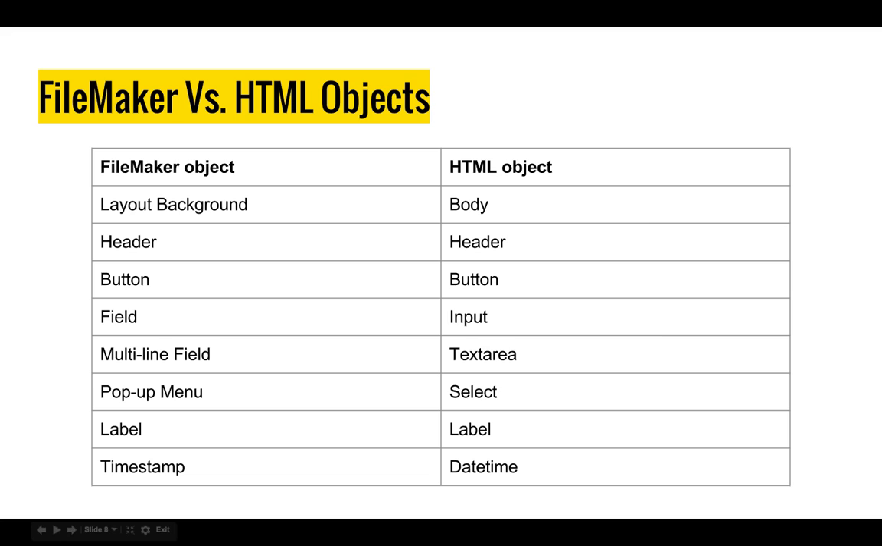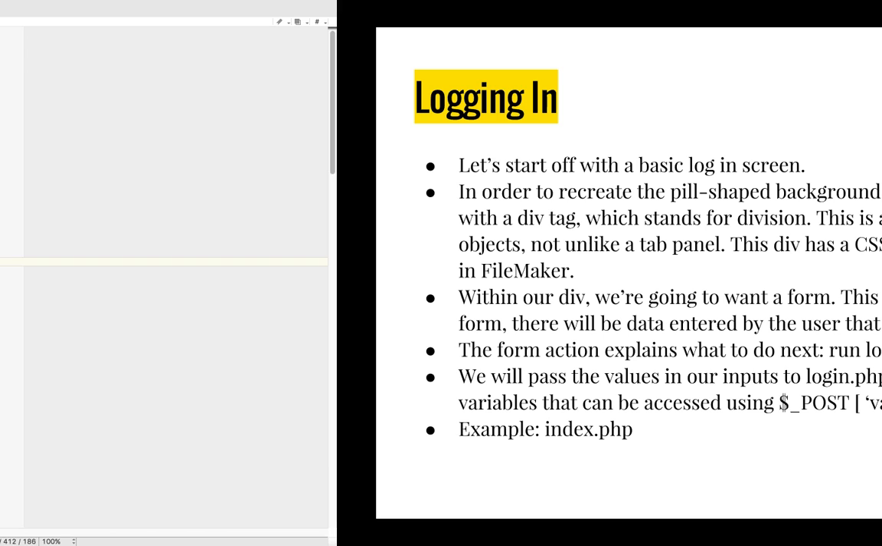Buttons are still called buttons. Fields become inputs. A multi-line field becomes a text area. A pop-up menu becomes a select. Labels are still called labels, and timestamps are called datetime. So a lot is very similar, but a little bit different, just enough to throw you off. So let's start off with our login screen.